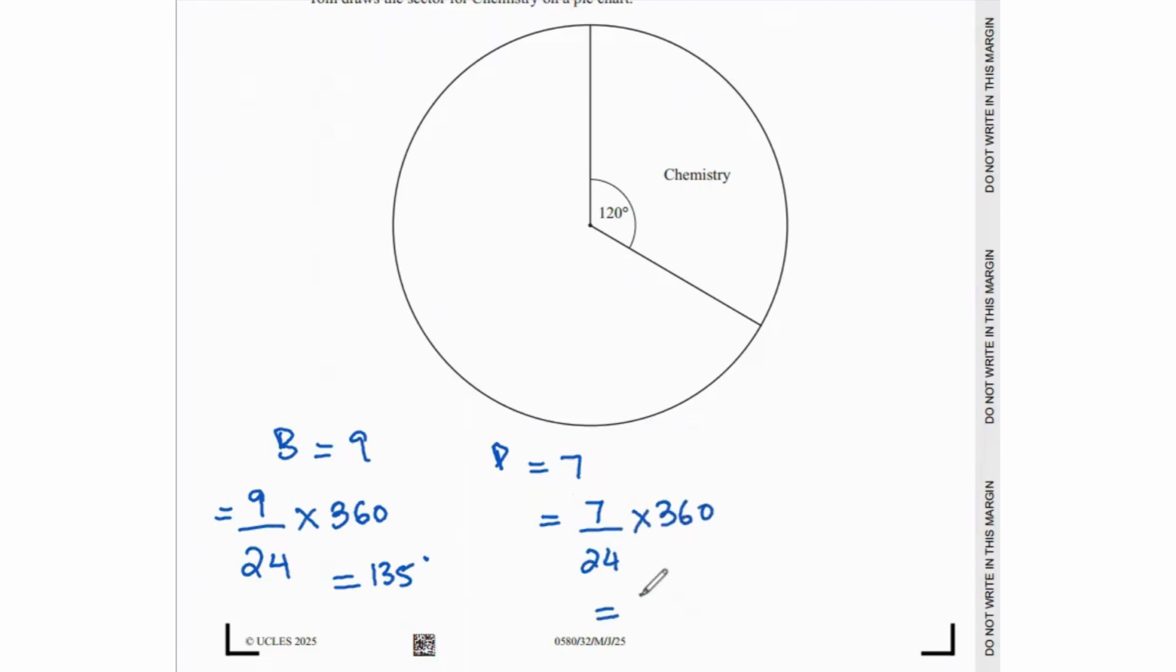That gives us 105. So using your protractor once again, you will draw 135 degrees for biology and 105 for physics. 135 is going to be somewhere over here. So that's biology, 135, and 105. That would be a complete pie chart. But remember, you need your protractor for this. You cannot just draw it freehand by assuming what would be 135 and what would be 105.